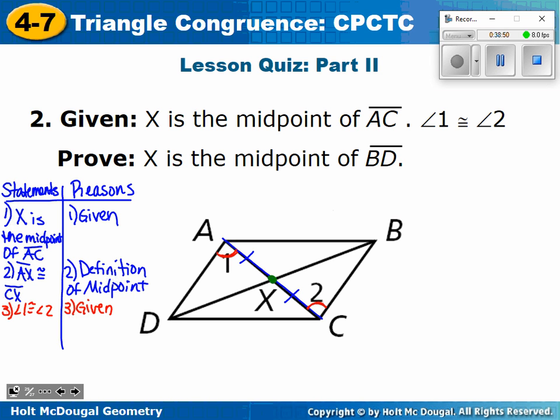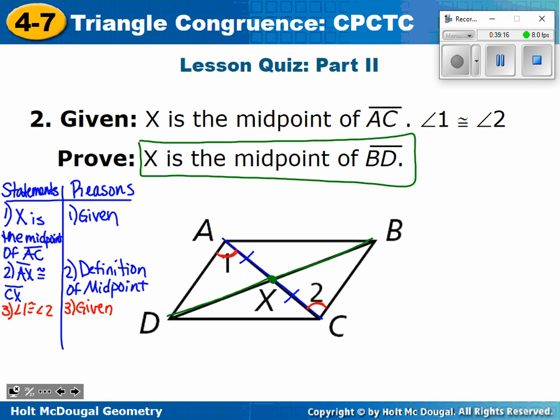Okay, so if X is the midpoint of BD, if this is true, then what we need is that DX is congruent to BX. Agreed? Definitions are biconditional. They go both directions. So if these pieces are congruent, then it is the midpoint. And when it's the midpoint, then the pieces are congruent. Okay, so it goes both directions. So we need these 2 things to be congruent.